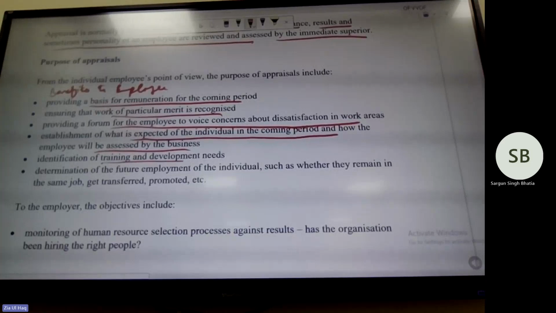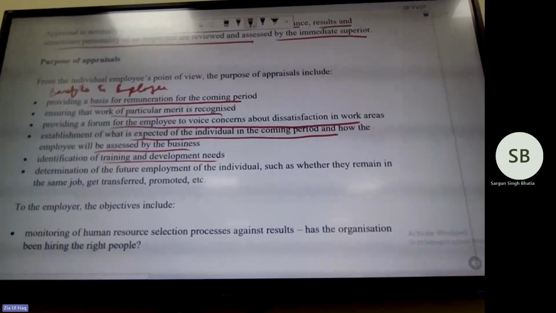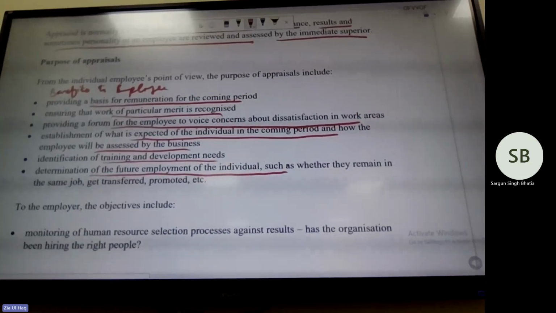Identification of training and development needs. What extra skill he needs can be highlighted through performance appraisal. And determination of future employment of the individual, whether he will work on the similar level or at the next level, that will be decided through performance appraisal.